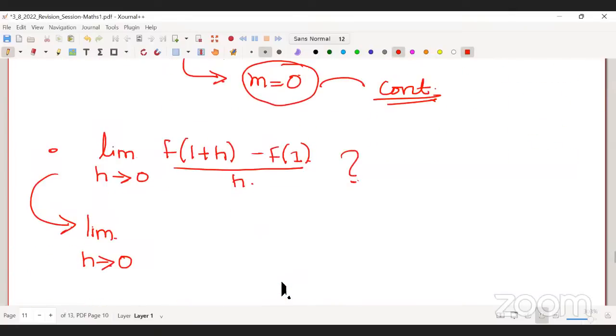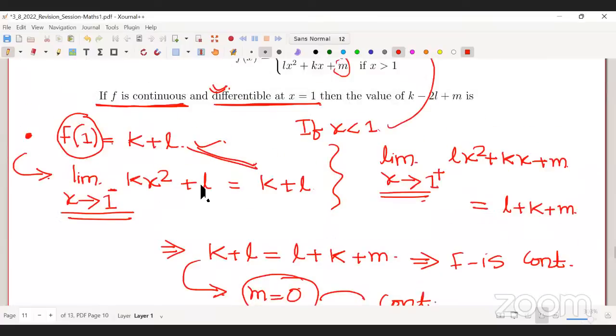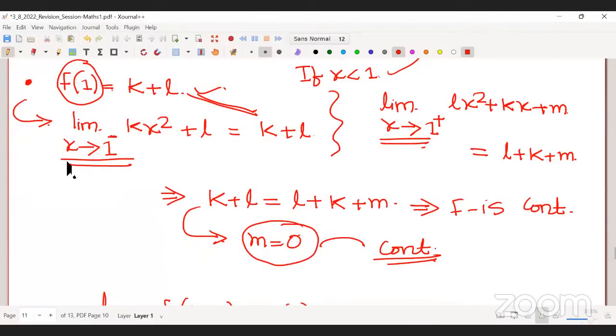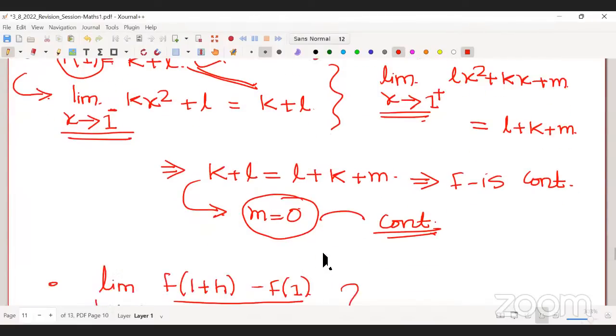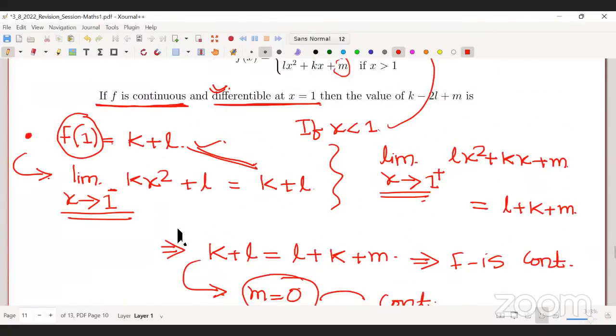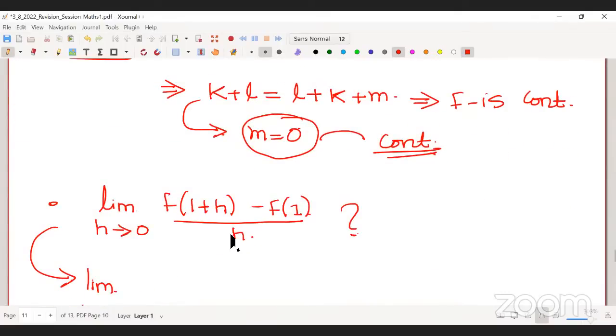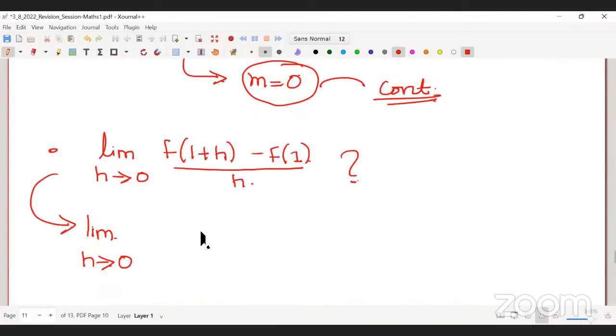So now I want to find the values of K, L, and M so that this function will become a differentiable function. What basically I check: first I check for what values of K, L, and M this function will be continuous. From the left hand limit and right hand limit, I conclude that if M is 0, then the function is continuous at x equal to 1. Next, I am checking the differentiability to see whether I can get some values of K and L.